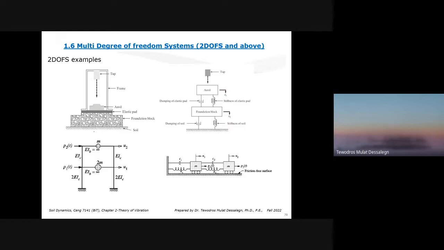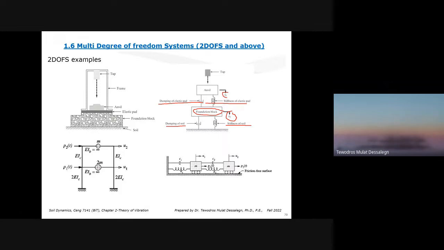We have seen this hammering unit where a mass drops onto an anvil with an elastic pad. That can be represented by a mass, and the elastic pad is this damping and stiffness. Then that mass is still on a foundation block resting on soil. That foundation block is right here, and the soil can be represented by a damping and a stiffness. So you need at least two coordinates, x1 and x2, to define the motion of these two masses.